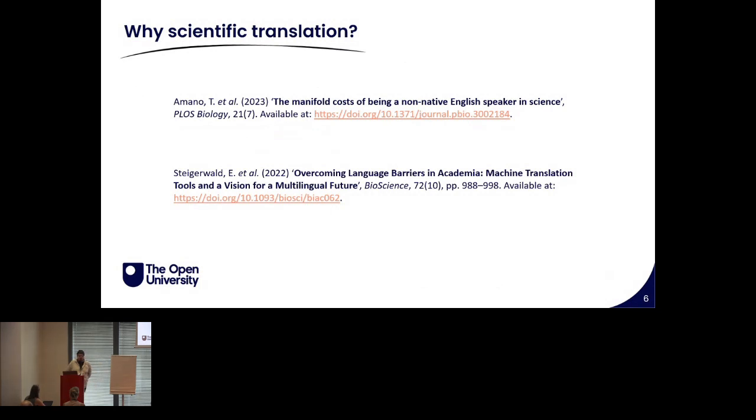The second one, by Steigerwald and al., Overcoming Language Barriers in Academia, Machine Translation Tools and a Vision for a Multilingual Future, deals with the use of machine translation and the importance to translate scientific text and how machine translation can facilitate that, and also all the challenges that may arise from this.